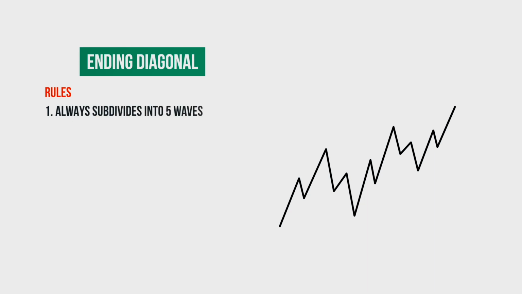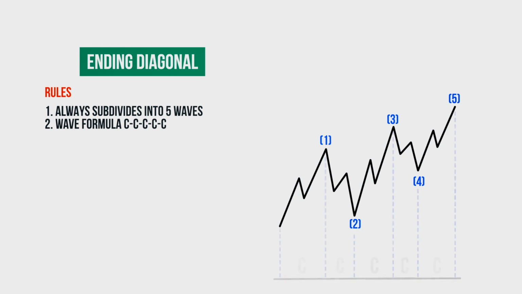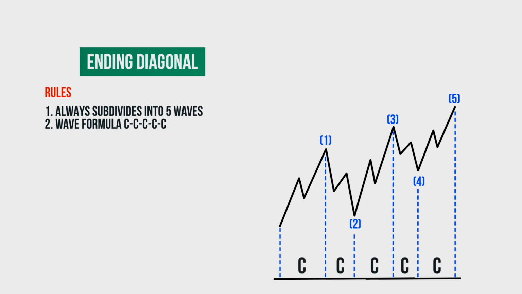Rule number 1. The ending diagonal always consists of 5 subwaves, and all of them are signed with numbers, like all the waves of the motive mode. Second rule, the wave formula of the ending diagonal is as follows. That is, we see that all the subwaves of the ending diagonal are formed in the corrective mode.